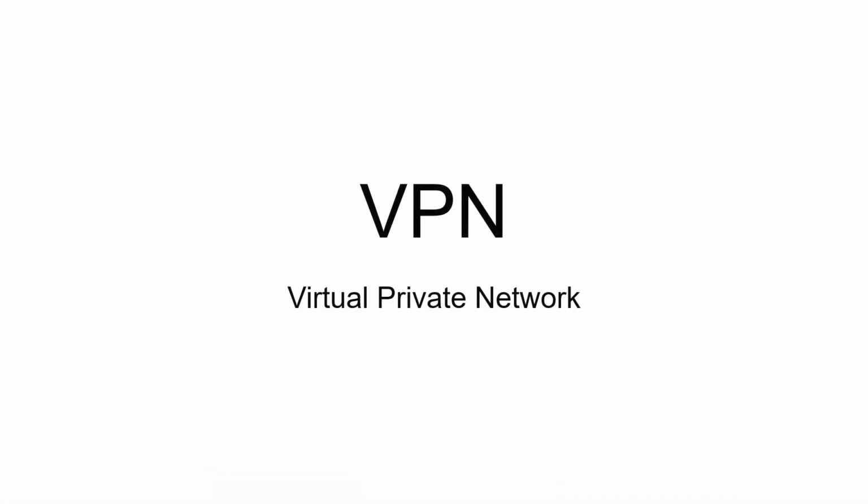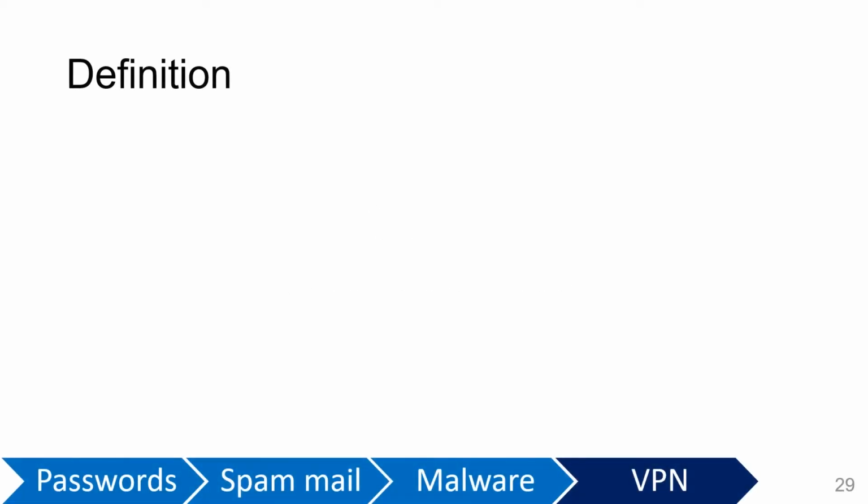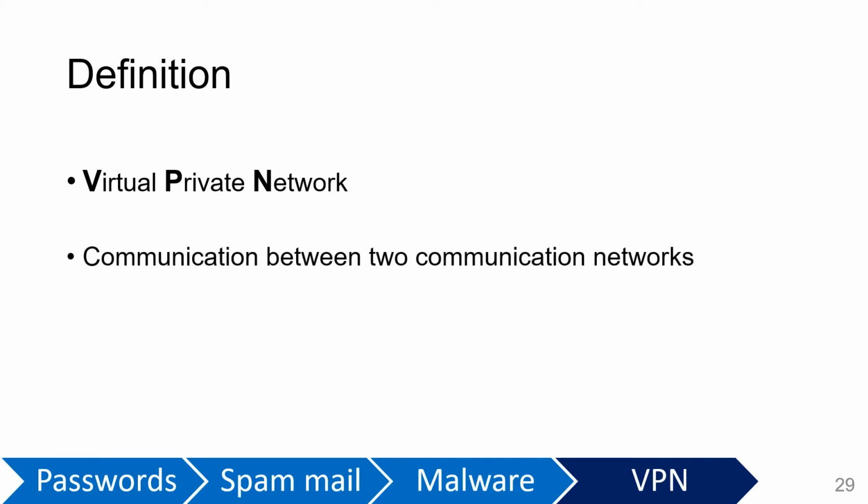And the last topic we would like to talk about is VPN, and it is presented by Enrique. What is a VPN? VPN, or Virtual Private Network, refers to a connection between two communication networks via internet. A VPN is not encrypted. Therefore, there's a special version of a VPN which is called SSL VPN.